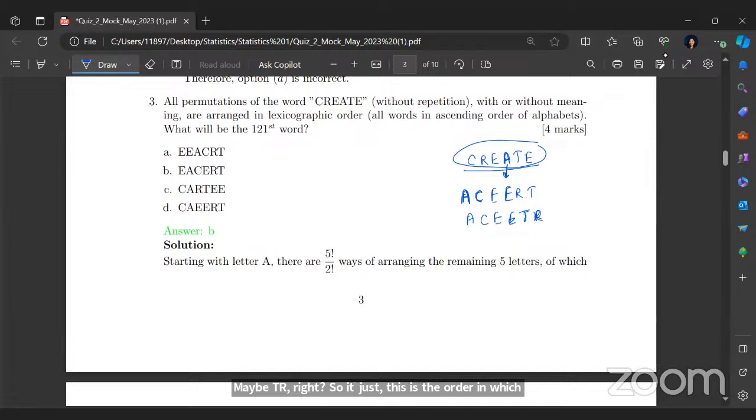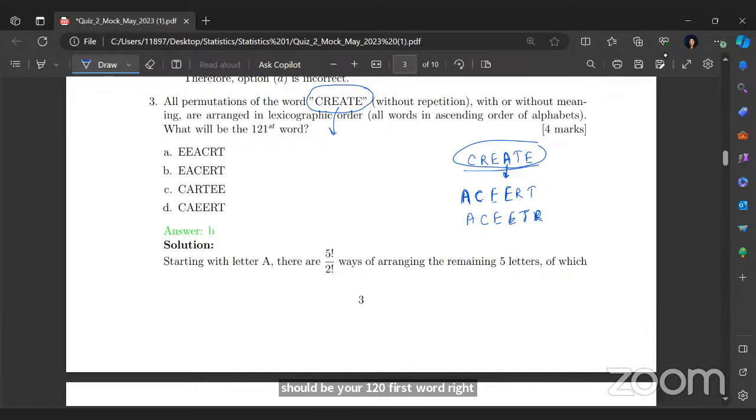So what the question is asking is, what will be the 121st word? When you take this word CREATE and all the alphabets in it, and arrange these in lexicographic order without repetition, it's not necessary that all the arrangements make sense. They can have meaning or not, that doesn't matter. You just arrange all these alphabets in lexicographic order. Then what should be your 121st word?